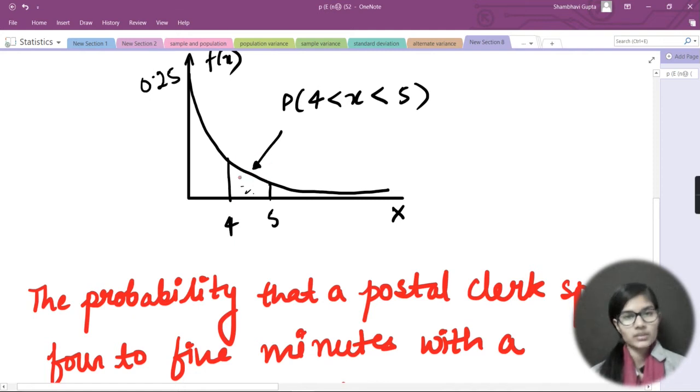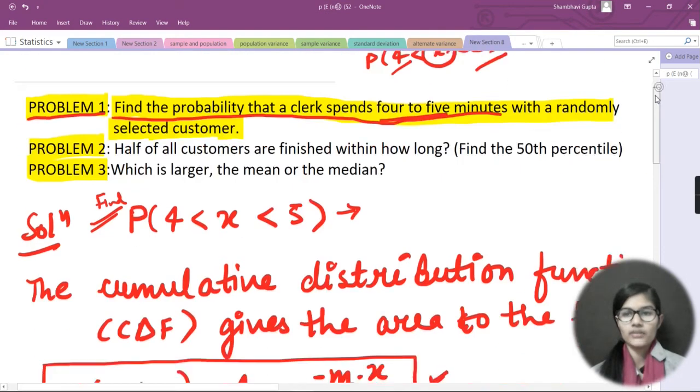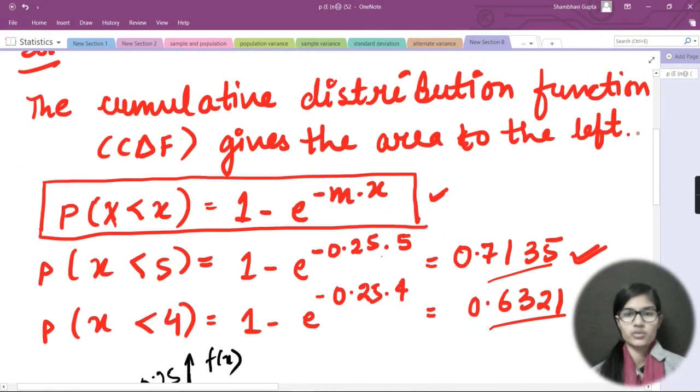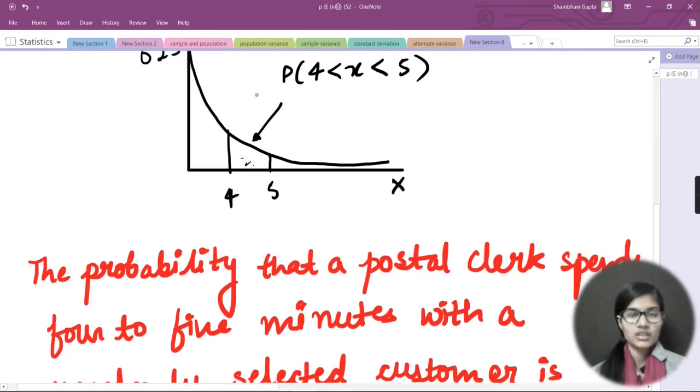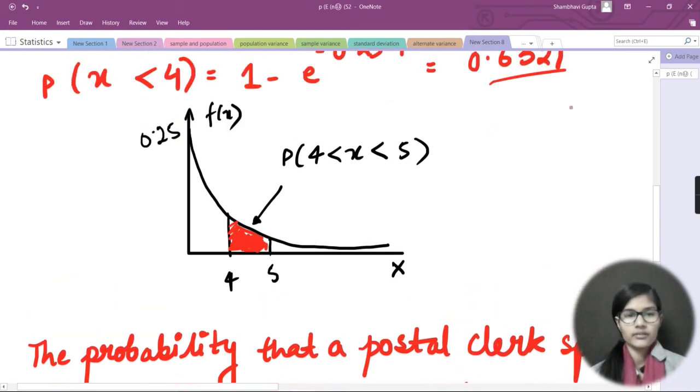Basically, it was asking me to find the probability that x lies between 4 and 5. Above, we have studied that the cumulative distribution function gives the area to the left, right? So this is the area which would be given towards the left side, this portion, which I have highlighted in red color. Here I got 0.25, and the probability of x between 4 and 5, I got that here.